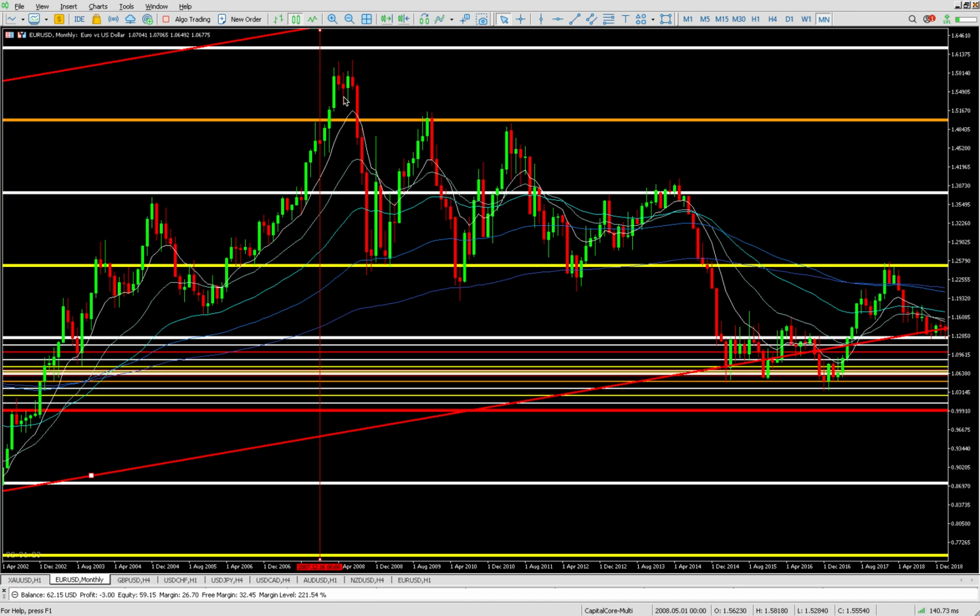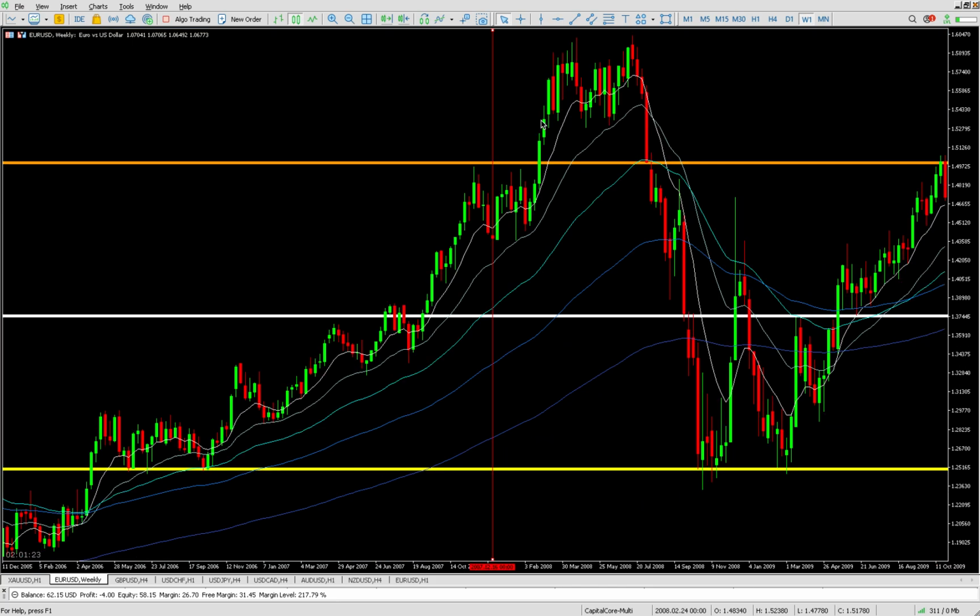Okay, so we have a doji right here, and it looks like we just have some uncertainty there, and that's why I want to zoom in on some more time frames.